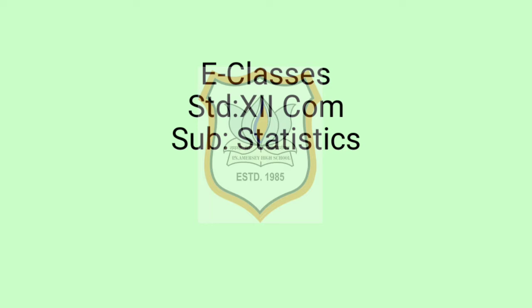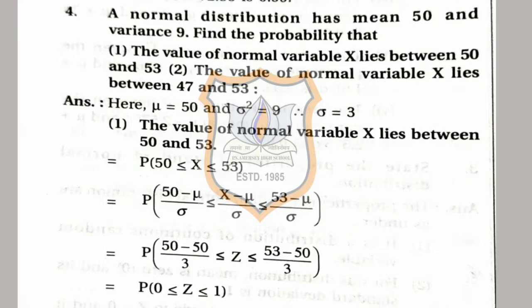Today we will solve sums based on normal distribution from exercise 3. Let's do question number 4. A normal distribution has mean 50 and variance 9. Find the probability that the value of normal variable x lies between 50 and 53. The value of normal variable x lies between 47 and 53.